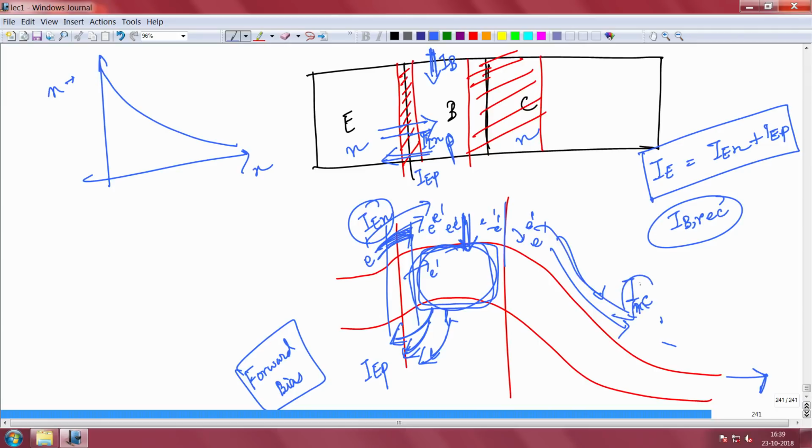So, that is INC, the electron current at the collector that has come from the emitter side. This is the current of most importance to us, because that will contribute to gain, amplification, output power, everything.